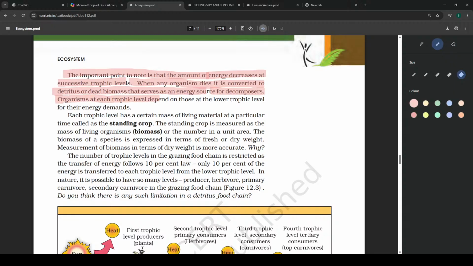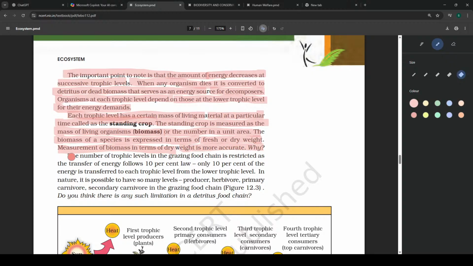Organisms at each trophic level depend on those at the lower trophic level for their energy demands. Each trophic level has a certain mass of living material at a particular time called the standing crop. The standing crop is measured as the mass of living organisms, biomass, or the number in a unit area. The biomass of a species is expressed in terms of fresh or dry weight. Measurement of biomass in terms of dry weight is more accurate.